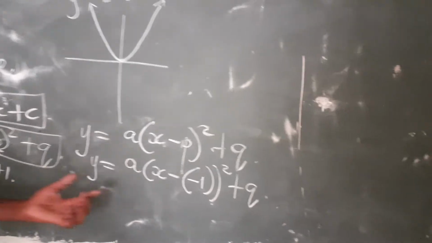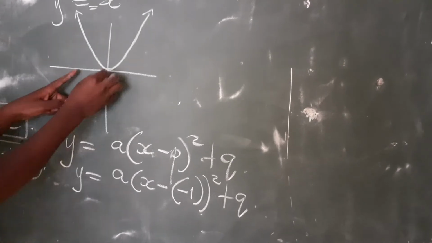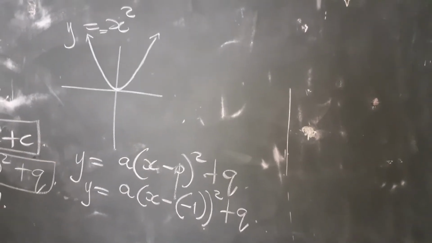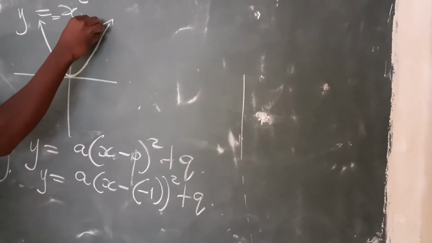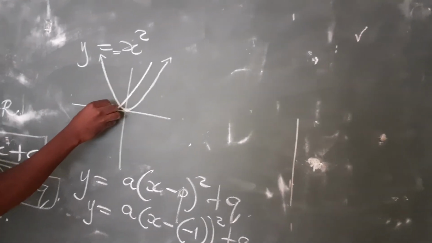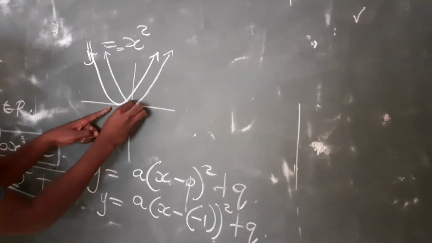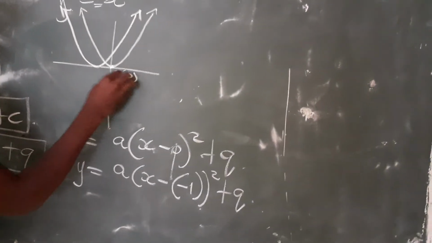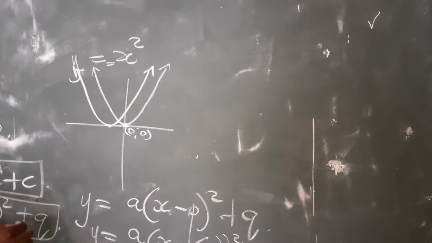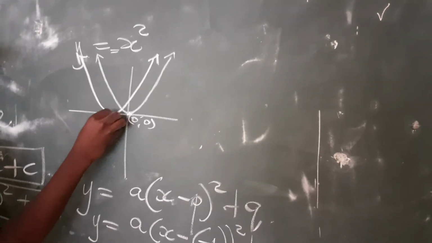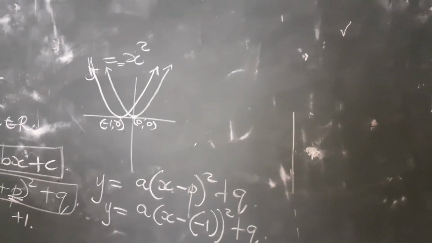If I'm told that my p is negative 1, it means this graph shifted 1 unit to the left, because it says negative. If this graph shifted 1 unit to the left, it will be like this. It shifted 1 unit to the left. Here was my turning point, it was 0, 0. But now it changed because it shifted 1 unit to the left. Here it will be negative 1, 0. This is the value of my turning point after shifting 1 unit to the left.